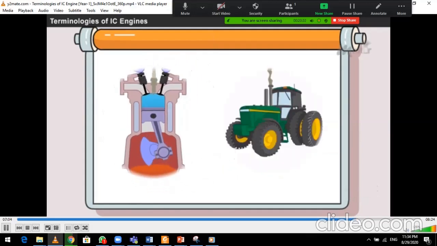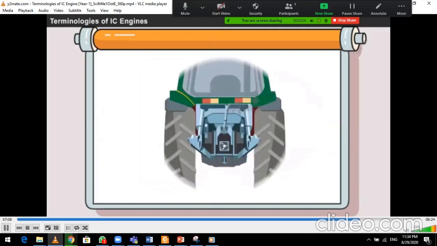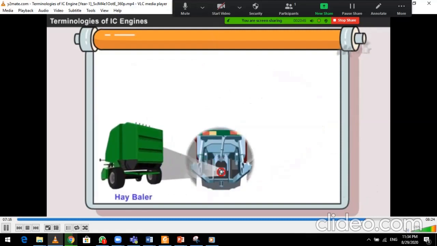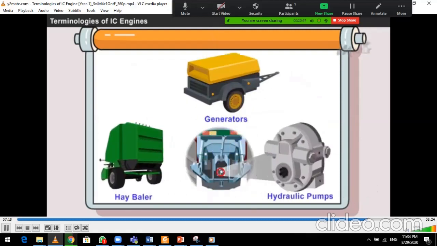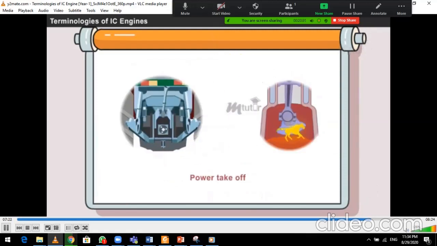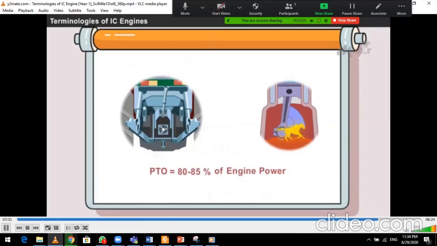Now, I will explain some of the additional work that can be done using this horsepower. In most modern tractors, a rotating shaft is coupled at the back in order to drive other machines like hay balers, generators, hydraulic pumps, etc. This is called power takeoff, or PTO. The PTO horsepower is around 80 to 85% of tractor engine power.